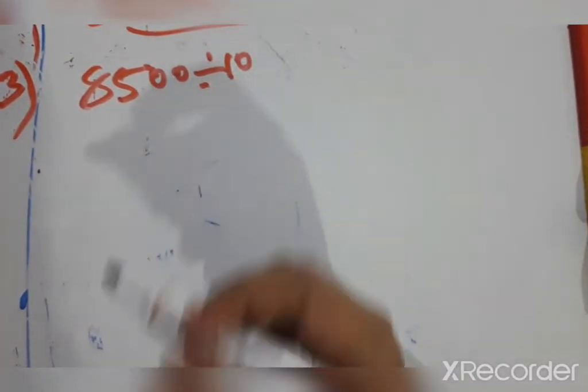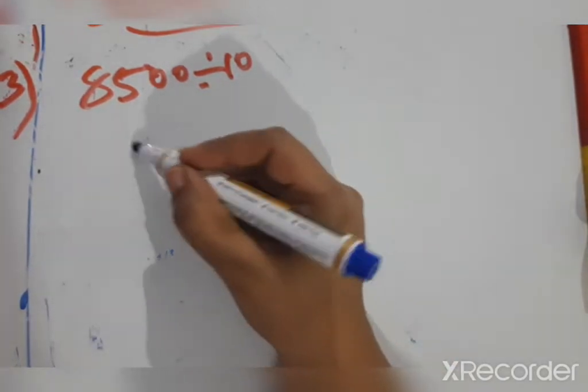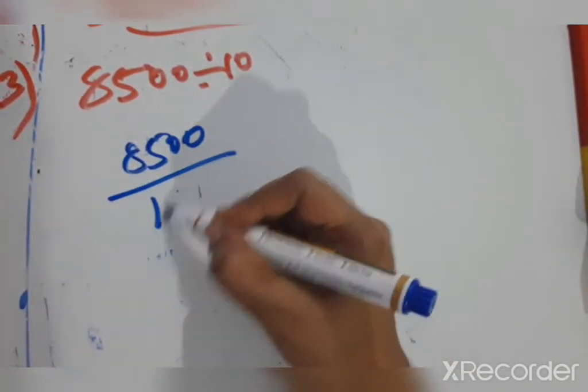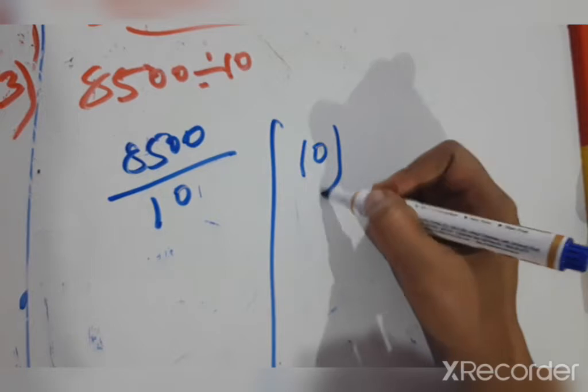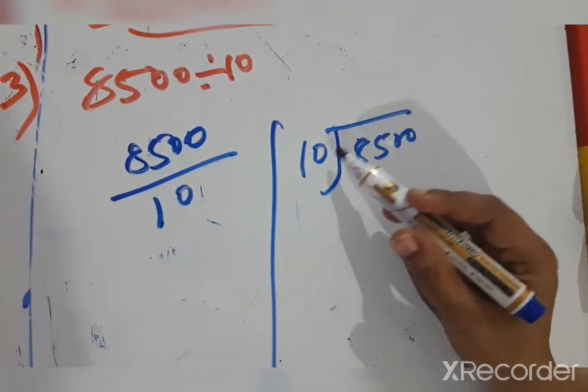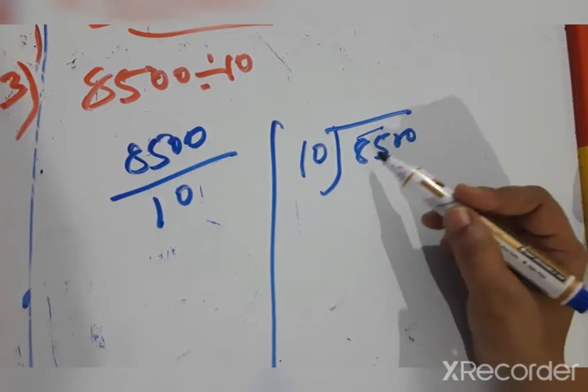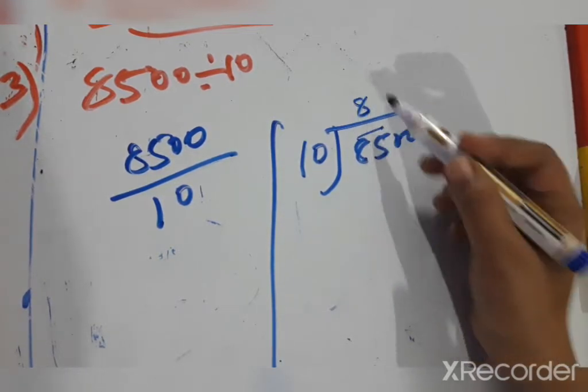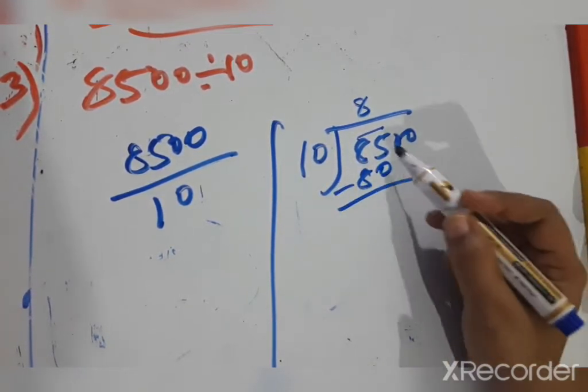Next question, third question: 8500 divided by 10. Here 10 is the divisor and 8500 the dividend. We can't take 8 because it is less than 10, so we have to take 2 digits, that is 85. 10 eights are 80, minus, means 5.